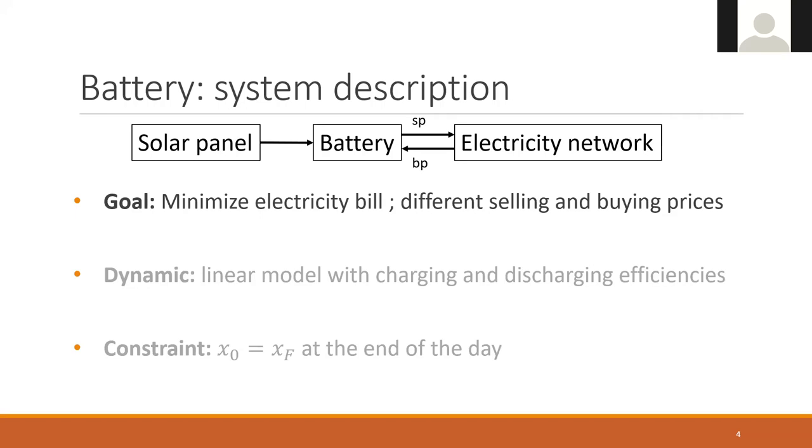So our goal is to minimize the electricity bill. We consider different selling and buying prices. For the model, we consider a linear model with charging and discharging efficiencies. And for the constraints, we want the state of charge at the end of the day to be equal to the initial state of charge.